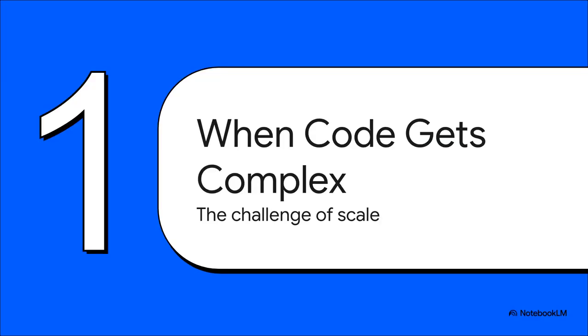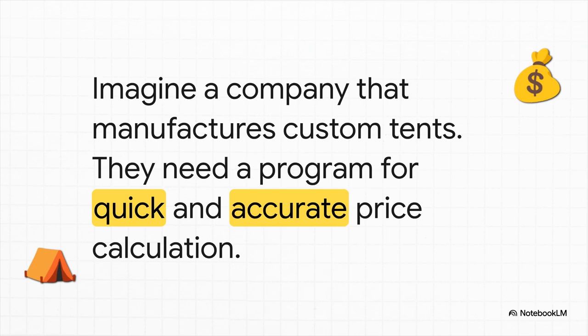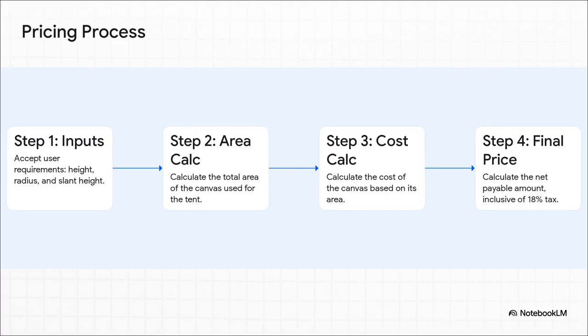All right, first up, let's talk about that moment every programmer hits. You're adding features, things are getting more complex, and the sheer number of lines of code just keeps piling up. It's a classic growing pain. To make this totally real, let's picture a company that makes these cool custom tents. They're shaped like a cylinder with a cone on top. And their big challenge is they need a program that can spit out an accurate price for any customer's design, and fast.